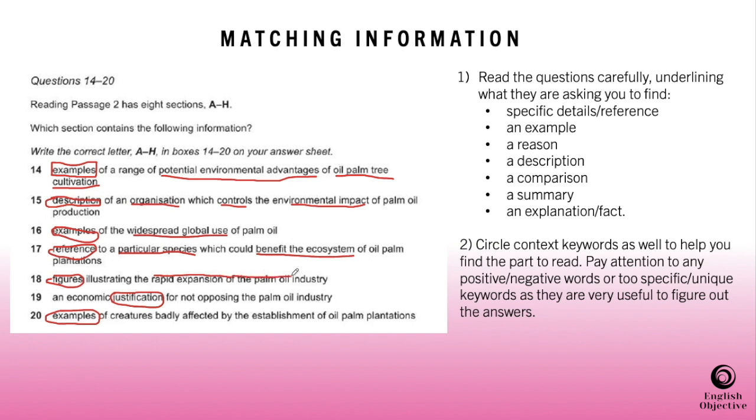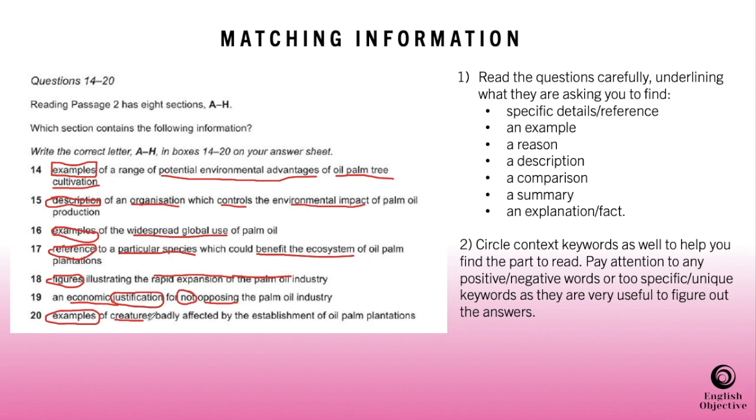Figures about the expansion of the palm oil industry, so how quickly they are expanding. And 19 would be a justification, so it would be like a fact, a reason, or an explanation. In this case, economic, so it's going to be about money, not opposing this industry. So it's a good reason in favor of the industry. Sometimes it's very nice for you to paraphrase these sentences with your own words so you are able to understand them better. And finally, we've got question 20, that is examples.